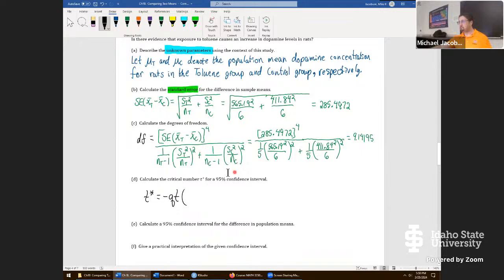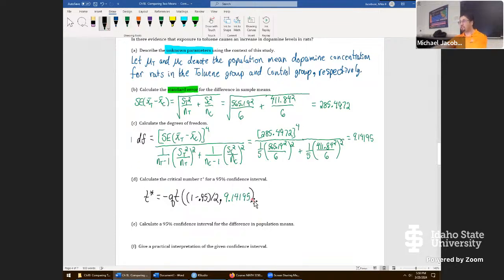Then after we have this, take the confidence level, and the standard trick is to go 1 minus 0.95, divided by 2. So now we have the area in just one single tail. Next thing we pull in is this number that got cut off a little bit. It requires the degrees of freedom, so 9.14195.